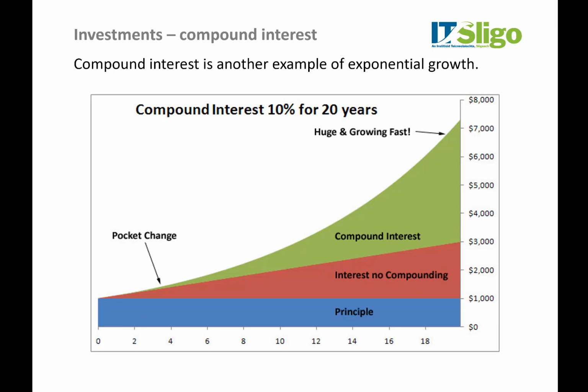So obviously if you're investing, you'd like to be getting a compound interest return. If you're borrowing money, ideally you'd like interest with no compounding or no interest, but no bank would offer that. This is where the banks make their money, as they compound the interest on your loan.